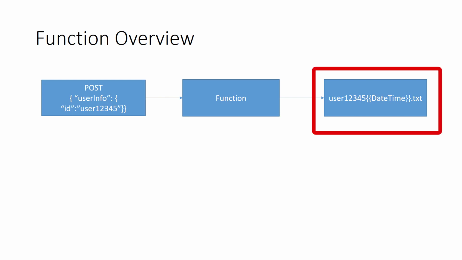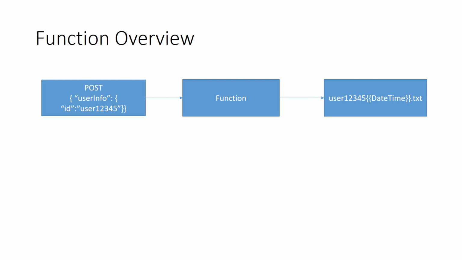The name of the file will be composed from the value of the ID contained in the user info object, and just because we can, the function will append the current UTC datetime to the file name. We will be relying on function bindings to do the heavy lifting, which we covered in part 3. It doesn't take much JavaScript code to accomplish this.